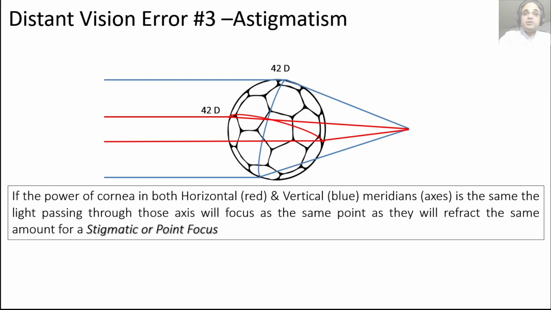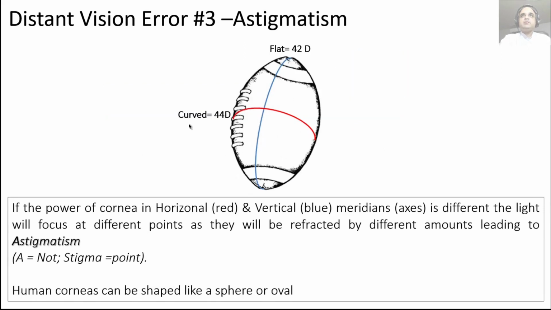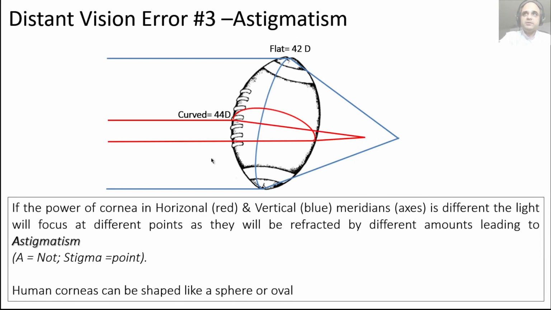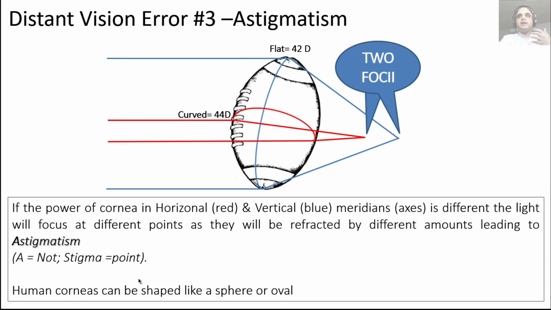But this is not always true. Sometimes your cornea becomes rugby shaped. So you have a flat meridian and a curved meridian, and let's assume that the flat meridian has a power of 42 diopters and a curved meridian has a power of 44 diopters. Let's bring in our light rays. They won't focus at one point because the power in the two meridians is different. Now you will have 2-point foci. Astigmatism, not point focus.